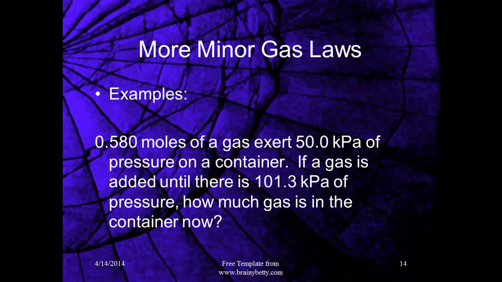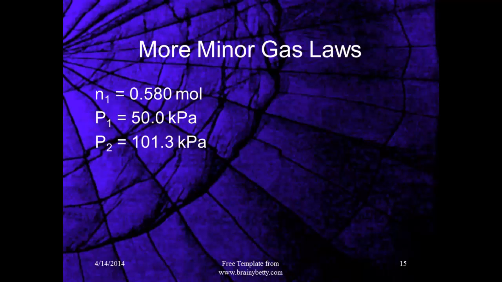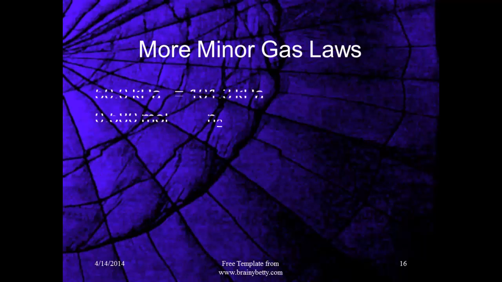If you're not sure where to start, make yourself a list. What do you have and what are you looking for? The first amount of moles is 0.58. The first pressure is 50. The second pressure is 101.3. And we're looking for the second amount of moles. Once you know what you have and what you're looking for, plug your numbers into your equation. Remember, that's the step I need to see. Where did your numbers go? And from here, it's just algebra.